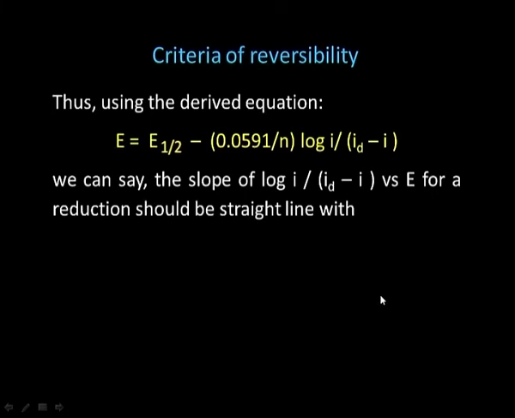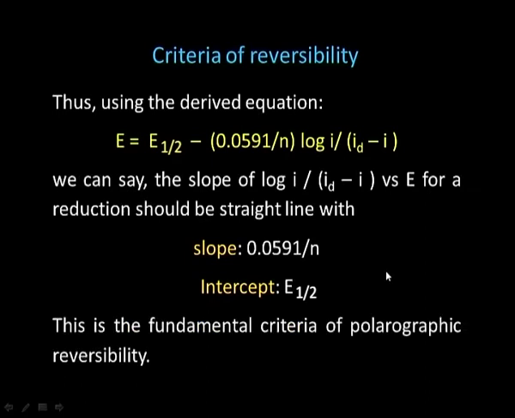Thus, using the derived equation, we can say the plot of log I over (ID minus I) versus E for a reduction should be a straight line with the slope 0.0591 divided by n. The intercept of this straight line should be E half, and this is the fundamental criterion of polarographic reversibility. There are many techniques which have been derived from polarography and are more sensitive in comparison to normal polarography. The first one is pulse polarography.